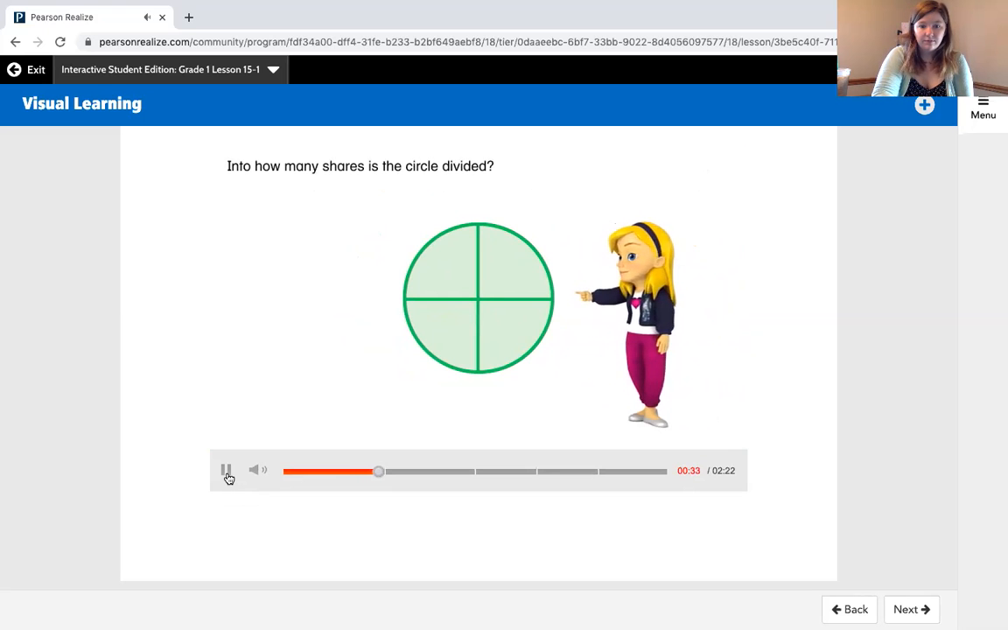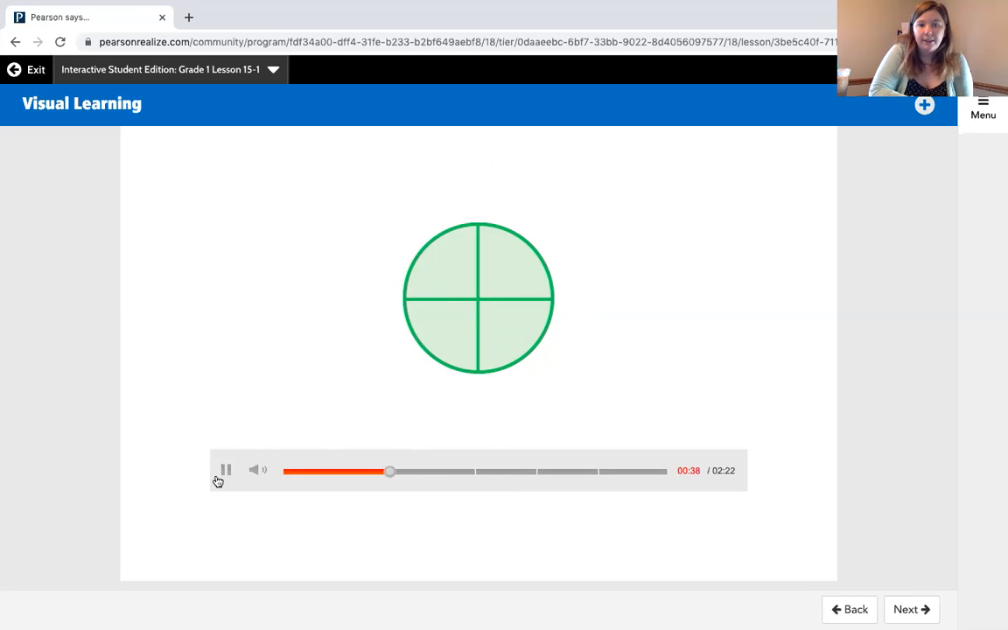Into how many shares is the circle divided? So if we look at this and we think of it as a pizza, we could see that there is 1, 2, 3, 4 pieces that you could eat. They're divided equally, so it is fair. Let's count. 1, 2, 3, 4. There are 4 shares. This shape is divided into 4 equal shares.